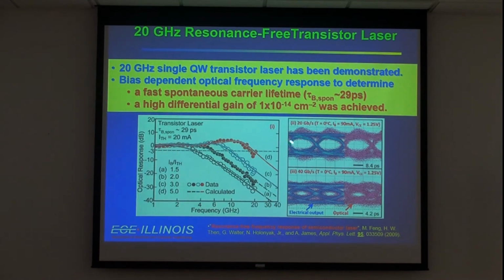And you can see this is the eye diagram we take. This is 40 gigabit per second, and you can show the simultaneous opening of the optical eye and electrical eye. So now the next question is, if we try to shrink down this device into a vertical one, how fast is it, right?